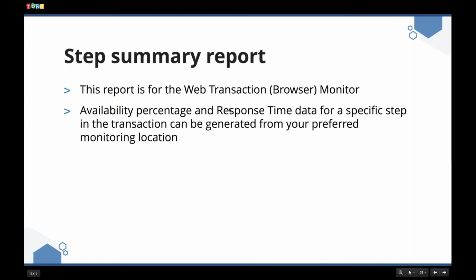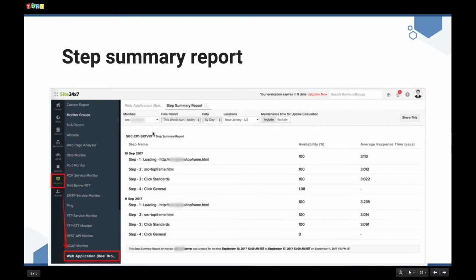Step summary report. This is available exclusively for web transaction browser monitor. For individual steps, you will be able to get to know the availability percentage and response time data. Here you have the web application real browser. This is an example of a step summary report where you can see individual steps along with the availability and the average response time to resolve that specific step.